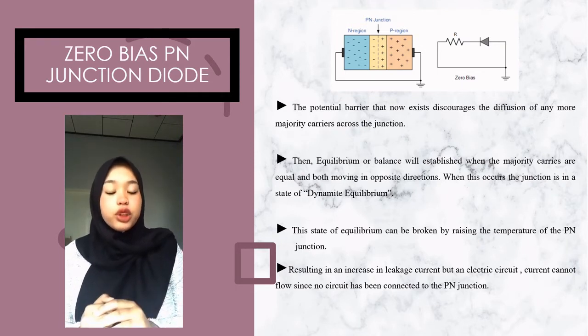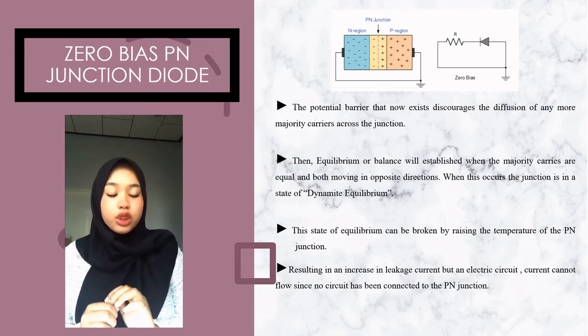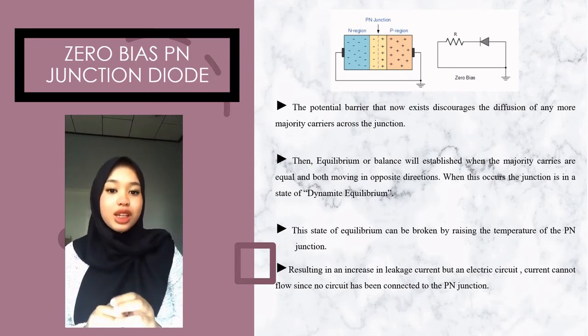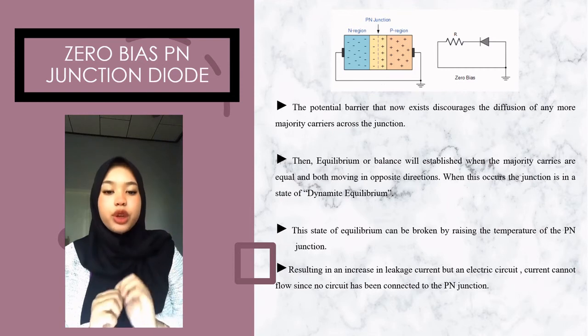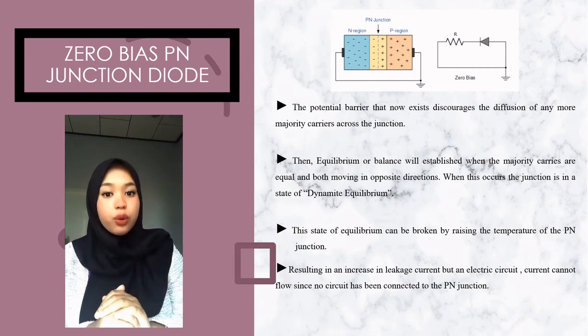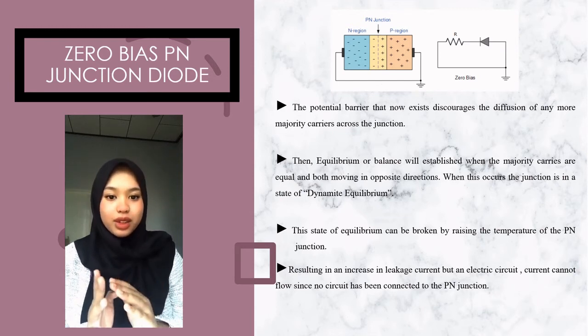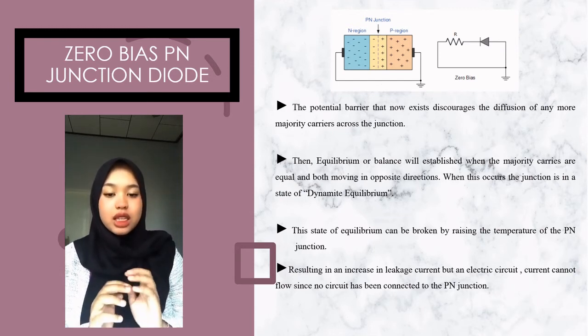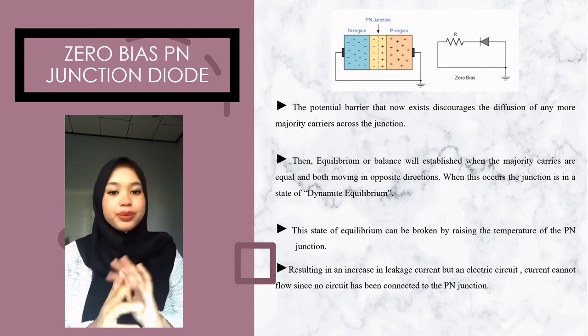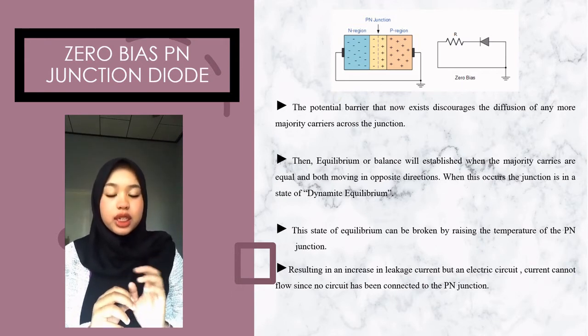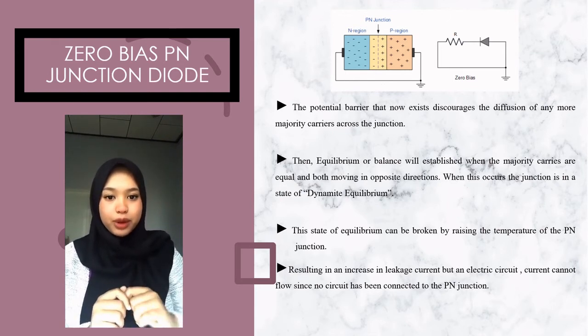As shown in the diagram, the potential barrier that now exists discourages any more diffusion of majority carriers across the junction. However, the potential barrier helps the minority carriers to drift across the junction. Then an equilibrium or balance is established when the majority carriers are equal and both moving in opposite directions, so that the net result is zero current flowing in the circuit. When this occurs, the junction is said to be in a state of dynamic equilibrium.